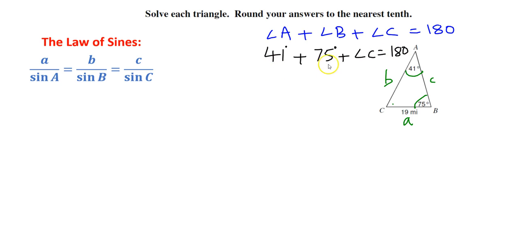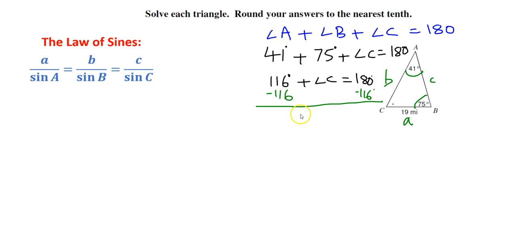That gives me how much? 41 plus 75 is 116 degrees, plus angle C is equal to 180. Now I'll subtract 116 on both sides. Take away 116, so you are left with the measure of angle C equal to how much? 180 minus 116 gives you 64. Yeah, that's right. That is the measure of angle C.